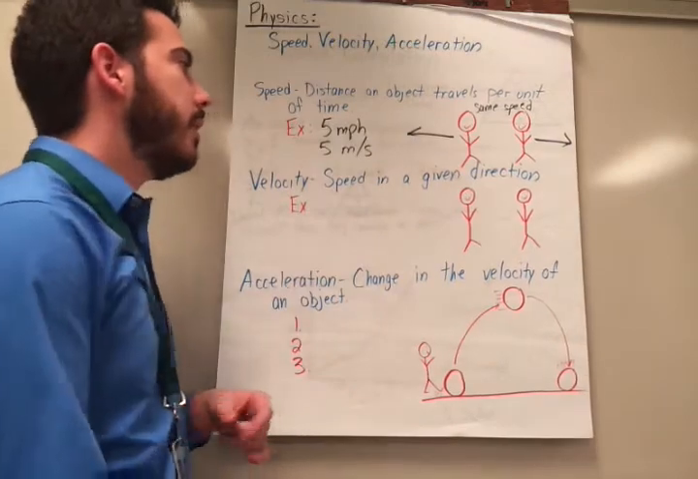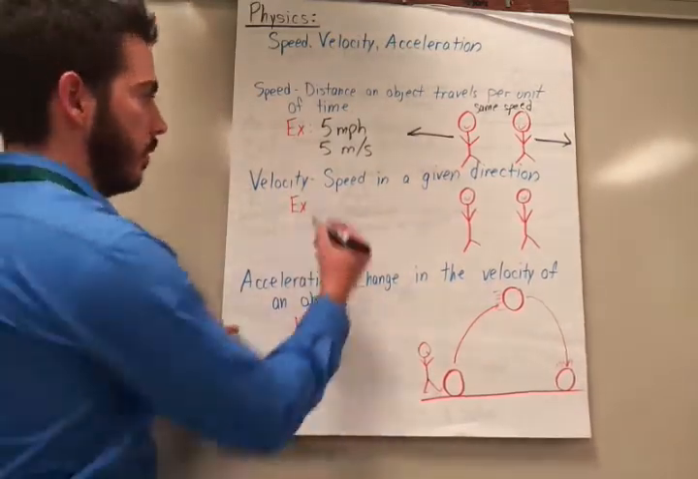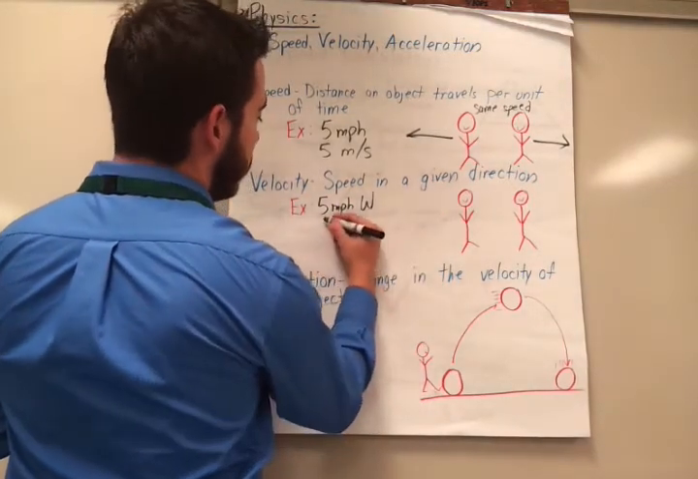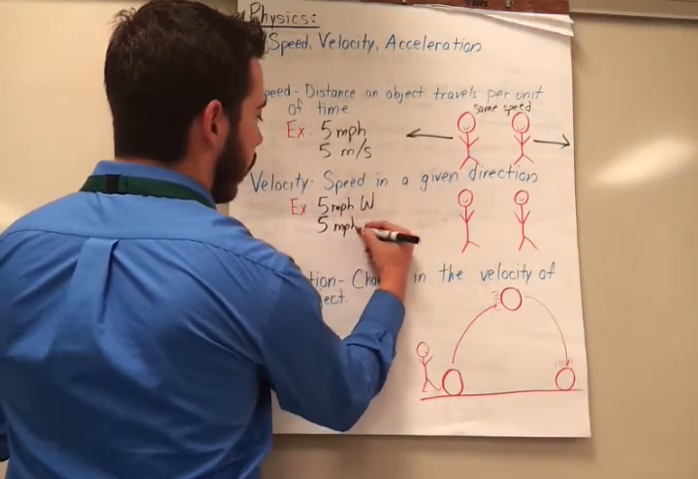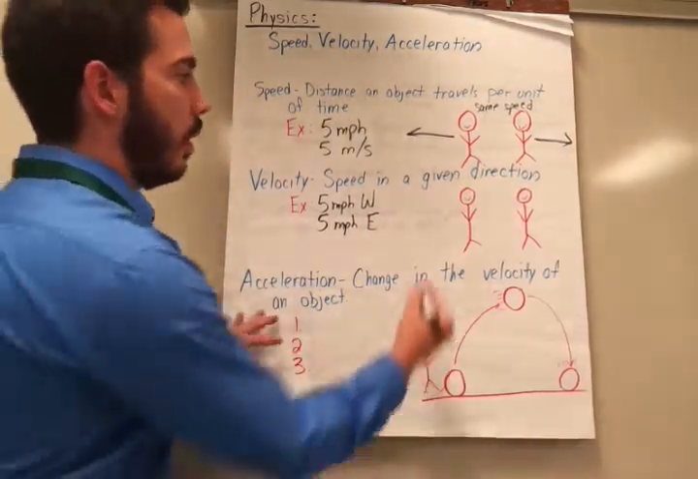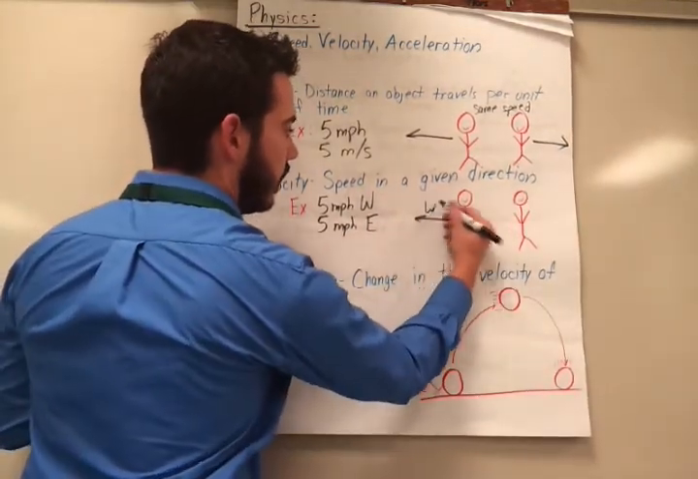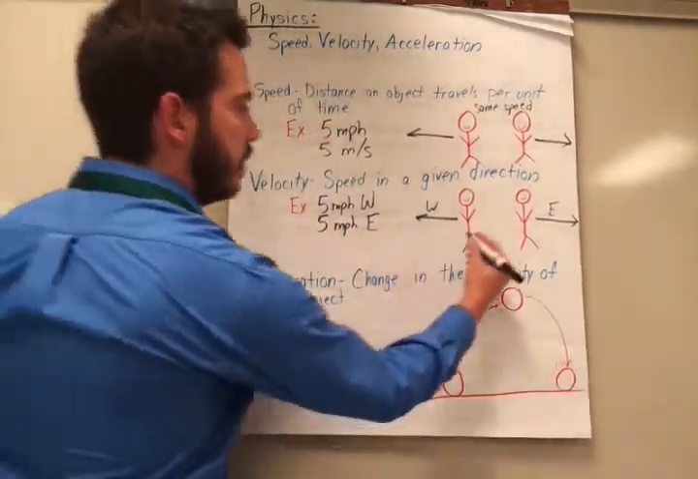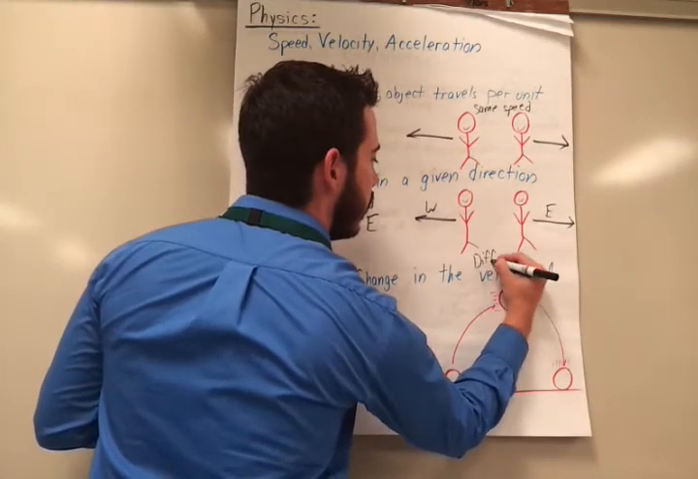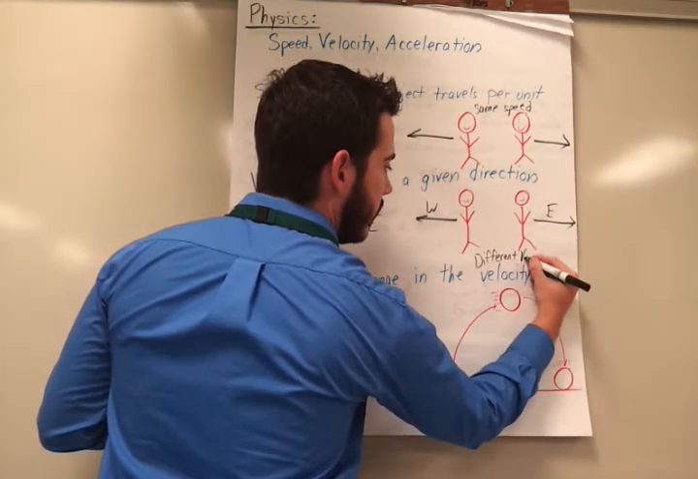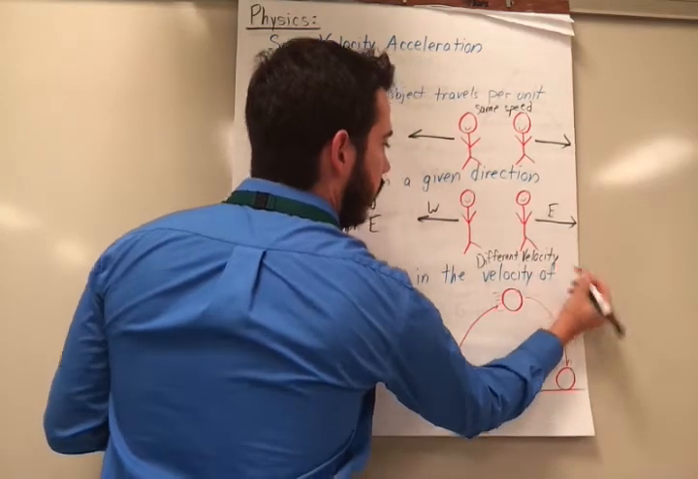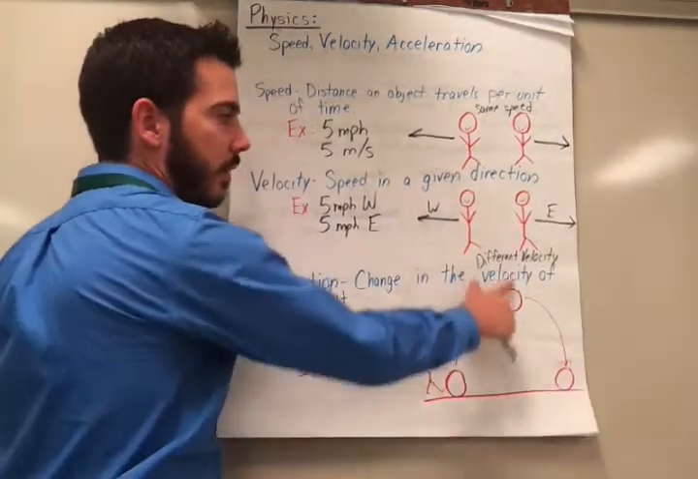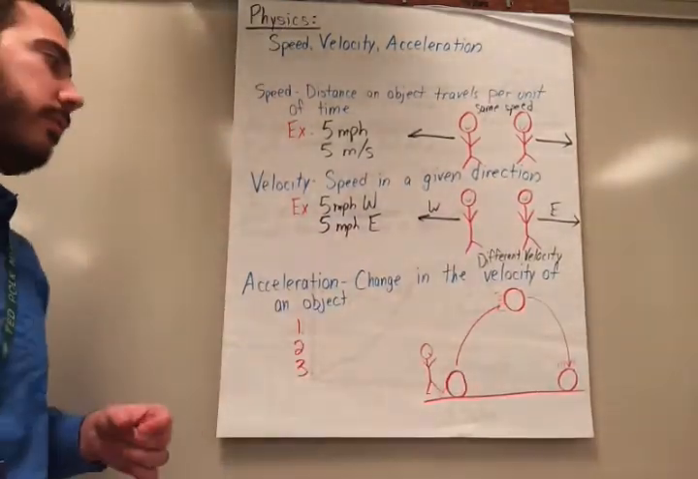Velocity is speed in a given direction. It's different. So for example, if it was 5 miles per hour west, that'd be different than 5 miles per hour east. So here's our guy going west. Here's our guy going east. And they have different velocities. So up here we saw the speed was the same. Down here we have different velocities because they're going different directions.